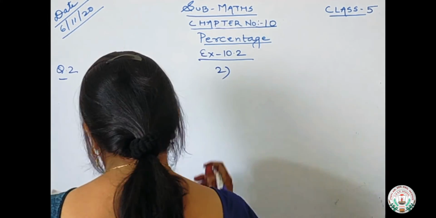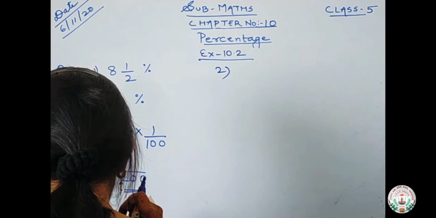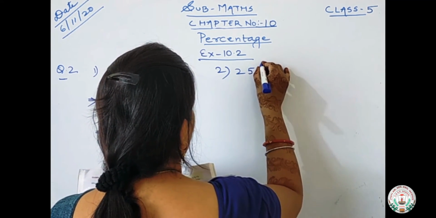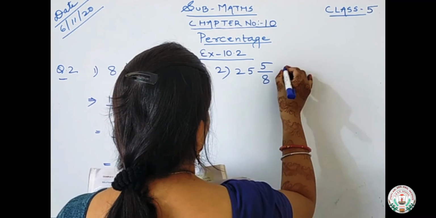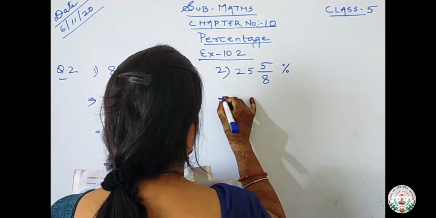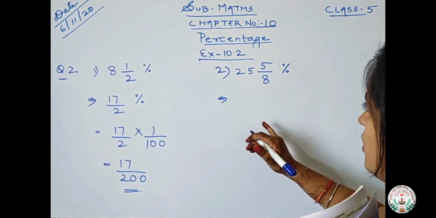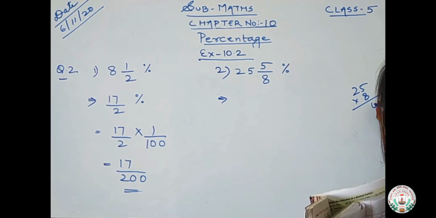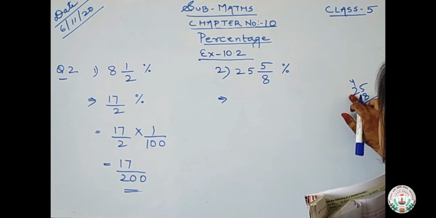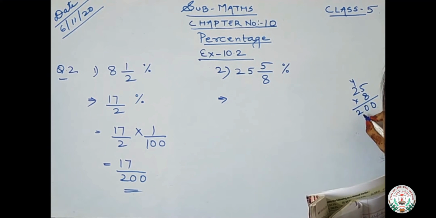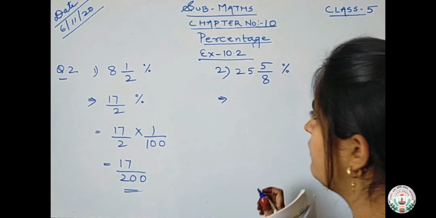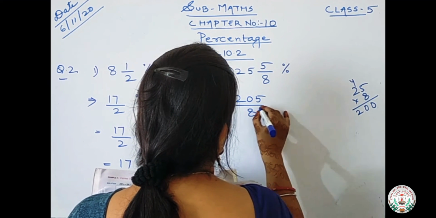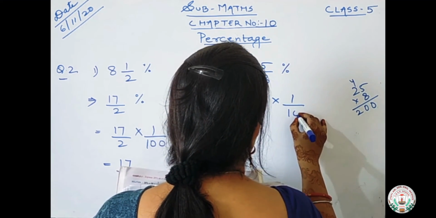Number 2. What is number 2? Number 2 is 25 5 by 8%. First we will convert the mixed fraction into proper fraction. Multiply this 25 into 8. 8 5s are 40, 0, carry 4. 8 2s are 16. 16 plus 4 is 20. 200 plus 5 is 205. 205 upon 8 into 1 by 100.